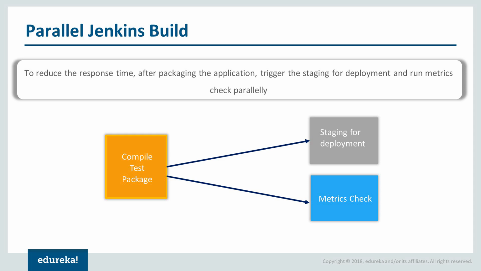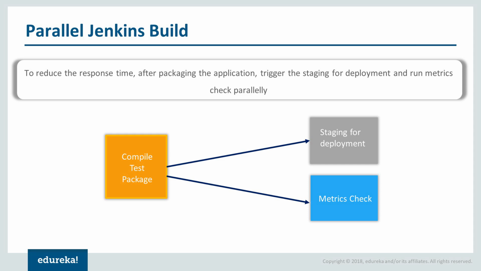This is a much better approach when you're talking about Jenkins builds. How you set up the jobs is, in order to reduce the response time, after packaging the application, you trigger the staging deployment and run the metric check in parallel. If you see here, you have a job which takes care of the compile, test, and package. Once this job is completed successfully without any errors or warnings, it will trigger two different jobs simultaneously. One would be the staging deployment. In our case, as I said, it can be deployment on staging or test or prod, any one of them, not a problem.